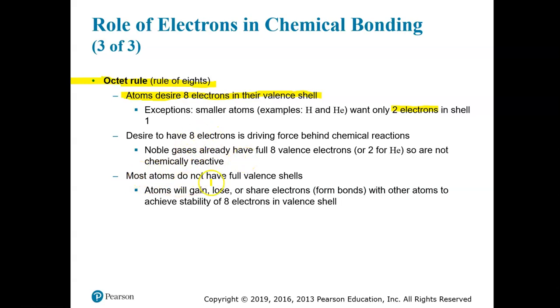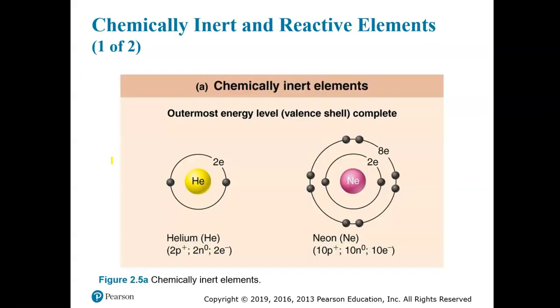Most atoms, the only ones that do have 8 electrons are what we call the noble gases, like helium, which has 2, and then there's neon, argon, there's different ones, but they have got 8 valence electrons, and that's the reason they don't form chemical bonds. But most atoms are either going to gain, lose, or share electrons in order to become stable and have 8 electrons in their valence shell.